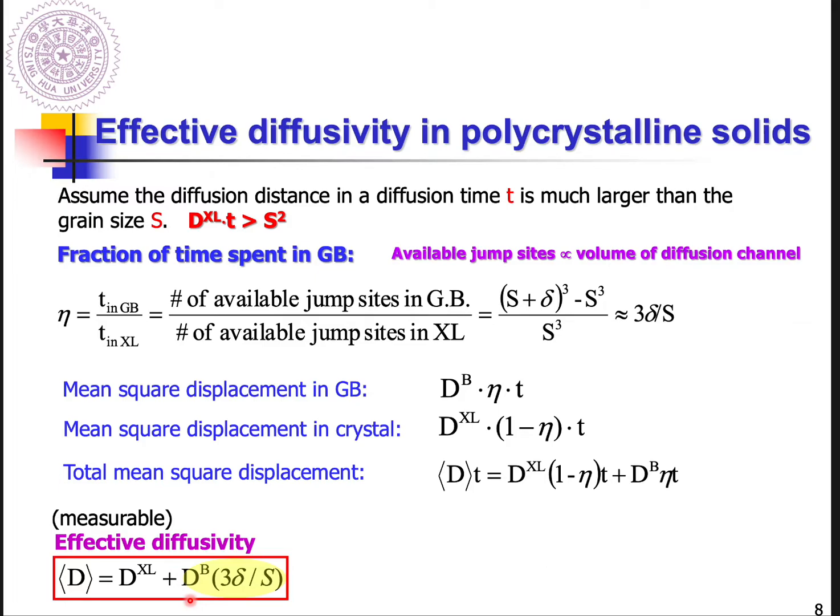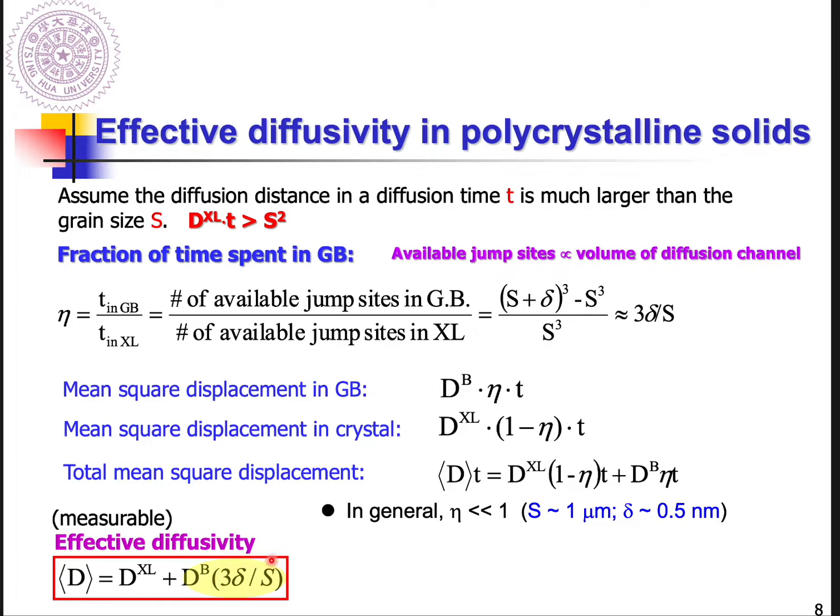The answer probably would be you need to do some estimation. What kind of estimation do you need to perform? First, you need to estimate the delta. You need to use the TEM to measure the thickness of the grain boundary and also the size of a grain.